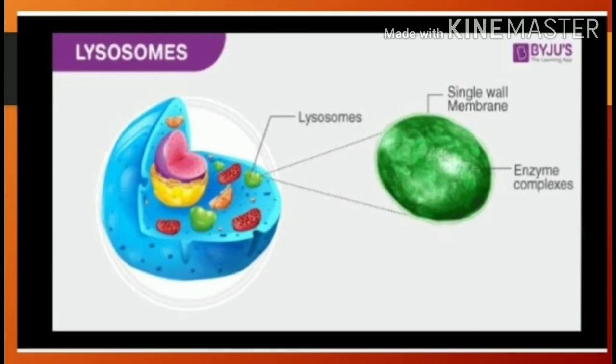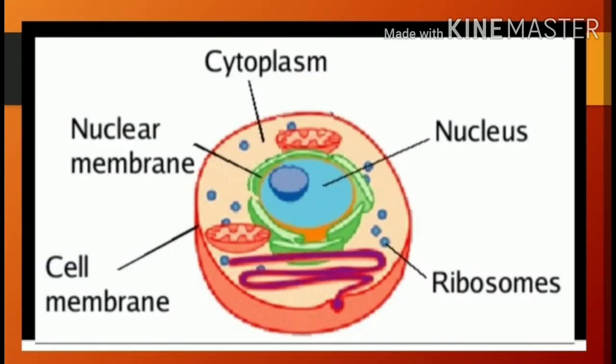Now in the above image which you can see here, this is how a lysosome is constituted in a cell. So here a single wall membrane is present as a covering. Okay, these are the cell parts which are found usually. Now we have already studied about lysosomes.